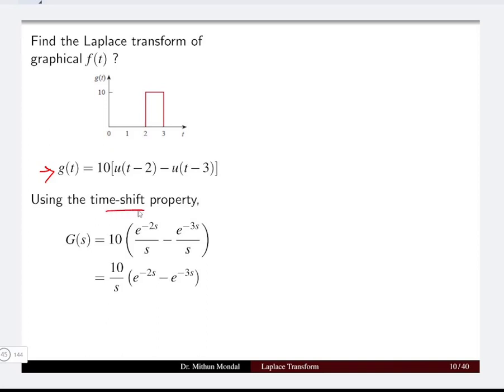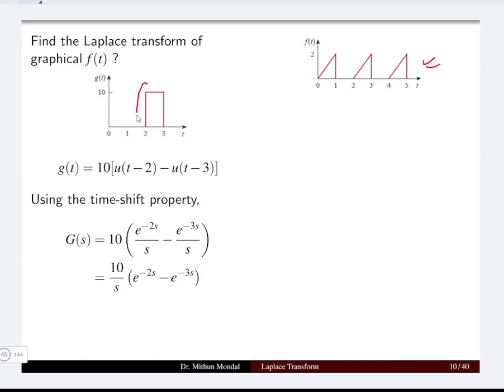We will use the time shifting property here and obtain G(s), which is the Laplace transform of g(t). So whenever a graph is given to us, the first thing we have to do is obtain the mathematical equations and then use the Laplace properties and the table to get the value of G(s). Let us take one more signal here.